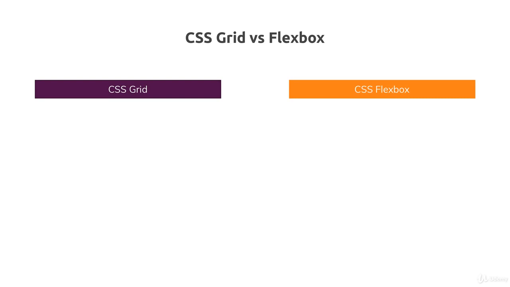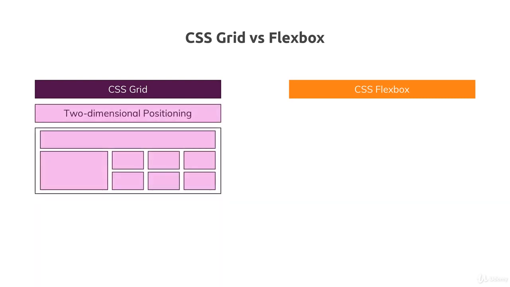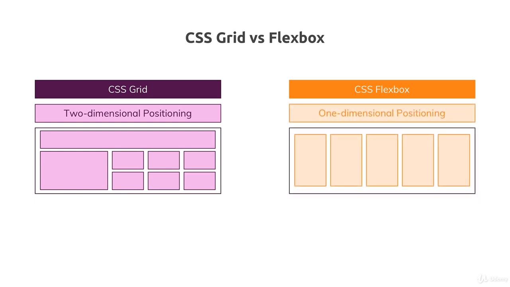The grid is all about two-dimensional positioning. You have rows and columns. That's what it's all about. That is what we used all the time. Flexbox is one-dimensional. In Flexbox, you don't have rows and columns. Sure, you can use flex wrap to wrap items if your viewport is too small, for example.